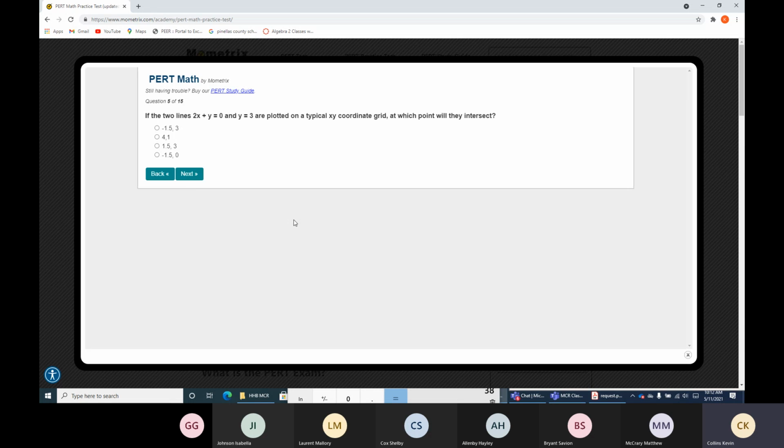All right, so it says we have 2 lines, 2x plus y equals 0 and y equals 3, plotted on a typical coordinate grid. At what point will they intersect?